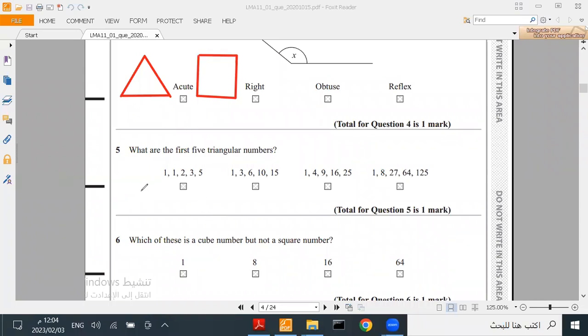Let me tell you how. How do we know? You have a circle, a ball. 4 balls can fit here. Okay. Let me show you. You can fit 4 balls: 1, 2, 3, 4. So 4 is a square number.